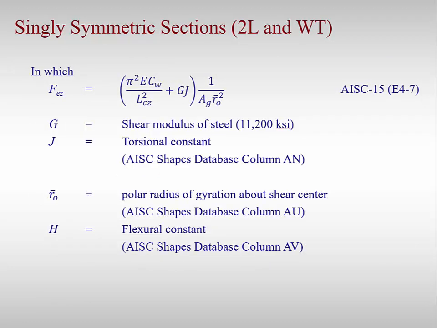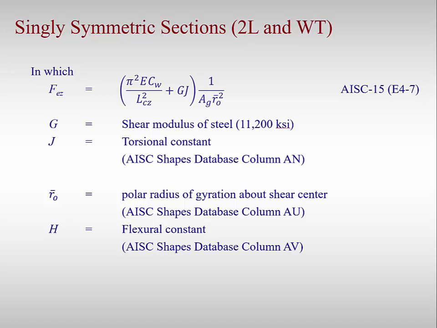Shown in this slide are definitions of the new terms. The shear modulus, capital G, is related to the modulus of elasticity by Poisson's ratio and has a constant value of 11,200 KSI for constructional steel. The torsional constant J is given in the shape tables for all rolled shapes.